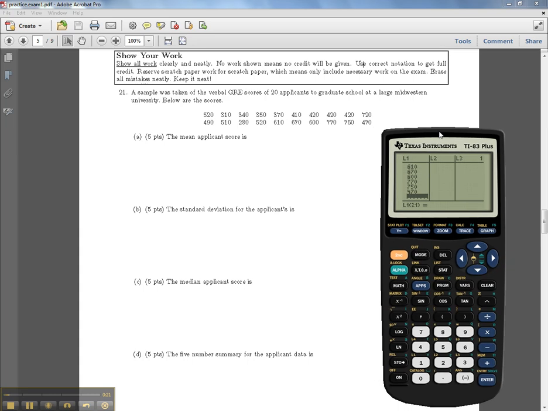Just so you know, GRE scoring scale is not this way anymore. They've changed it since this past year. So any of you taking the GRE, it's scaled differently now.